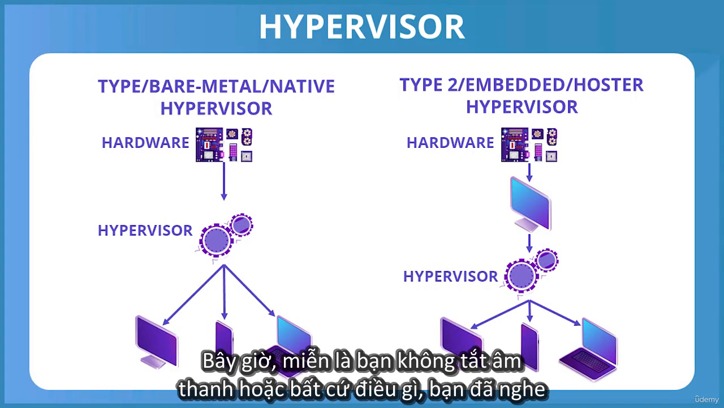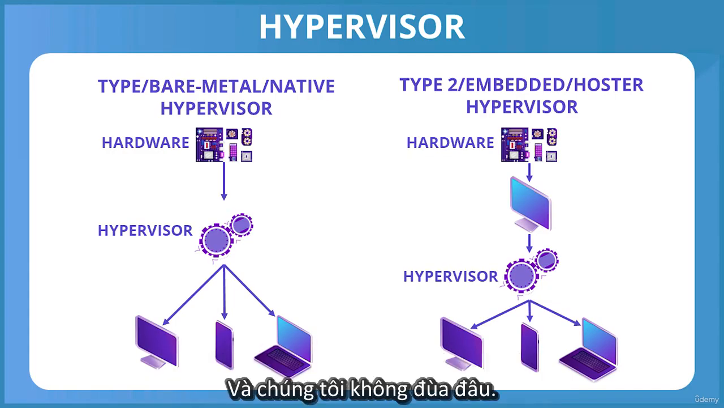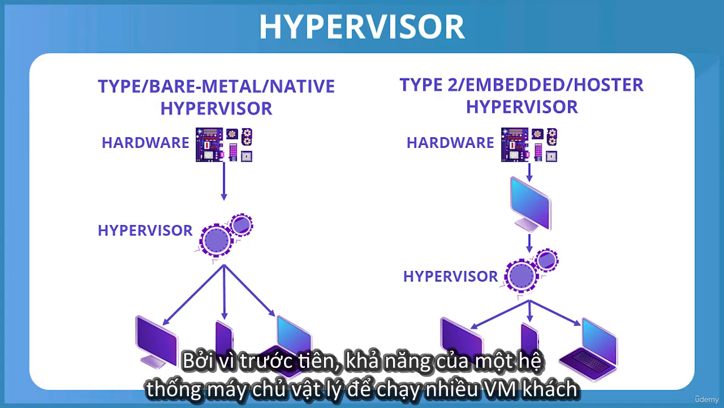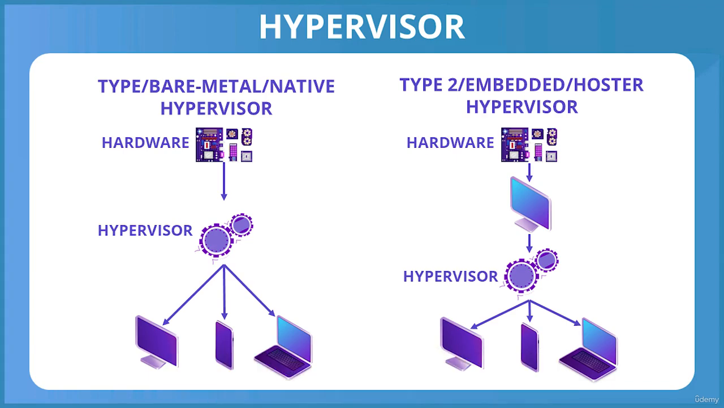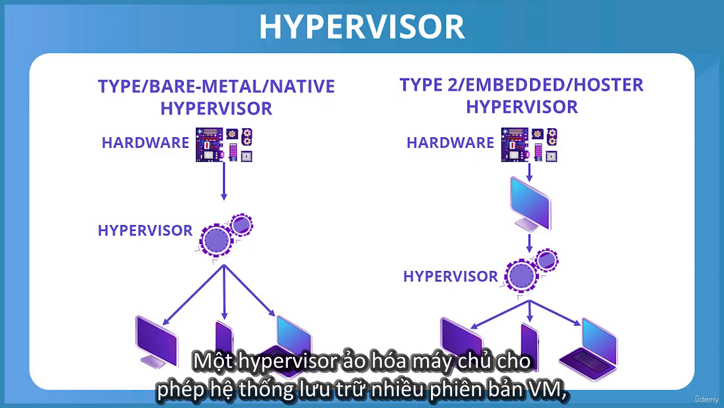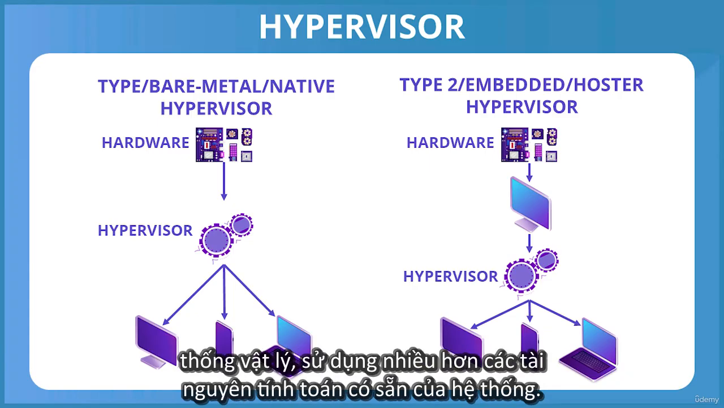Now, as long as you haven't had your audio muted or anything, you've heard us talk about hypervisors providing benefits to the enterprise data center. And we're not kidding. See, because first, the ability of a physical host system to run multiple guest VMs can vastly improve the utilization of the underlying hardware, whereas physical or non-virtualized servers might only host one OS in a single application. A hypervisor virtualizes the server, enabling the system to host multiple VM instances, each running an independent OS and application on the same physical system, using far more of the system's available compute resources.